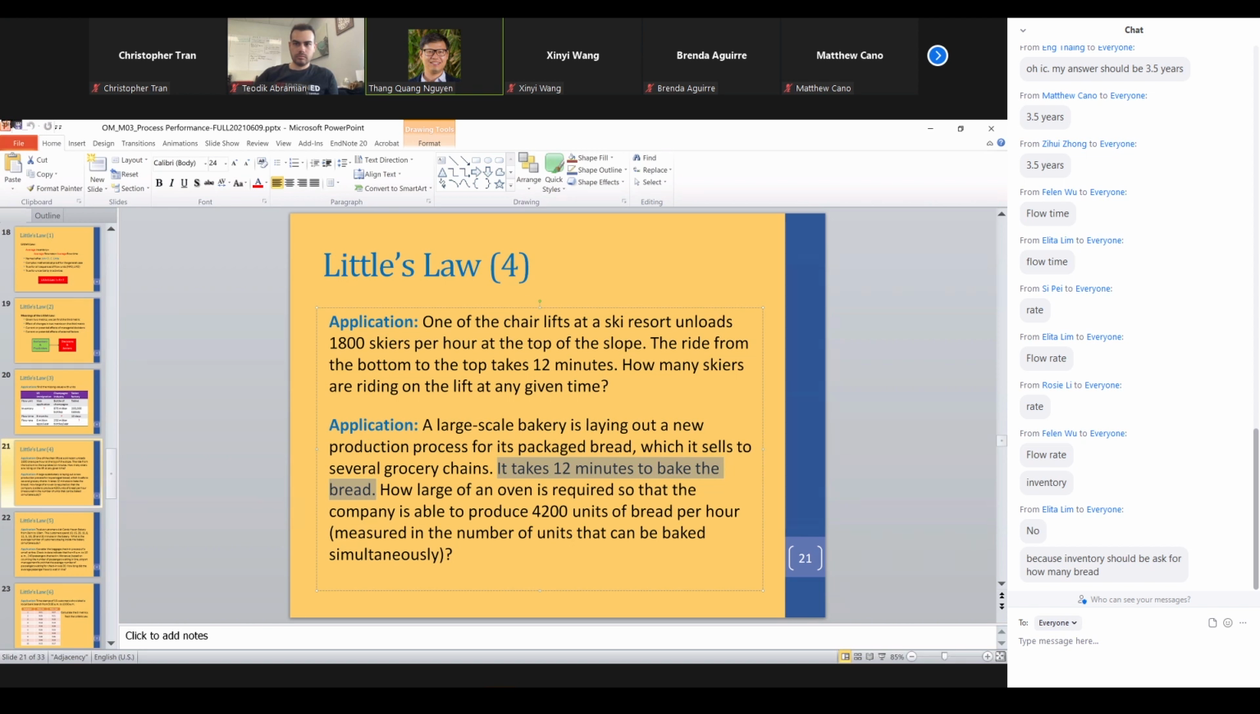Because if the oven is larger, then we can house more inventory. So after 12 minutes, we're gonna crank out more finished bread units. So that's why they ask us for how large the oven is. So it's an indirect question about the inventory. Okay, so let's work on this. Again, let me go back to the whiteboard.